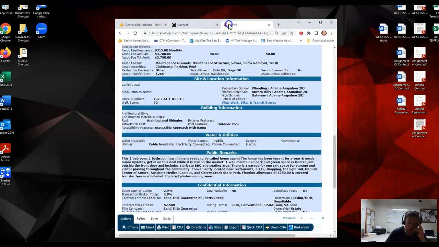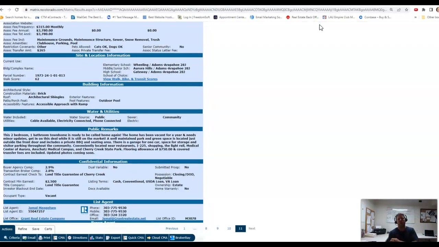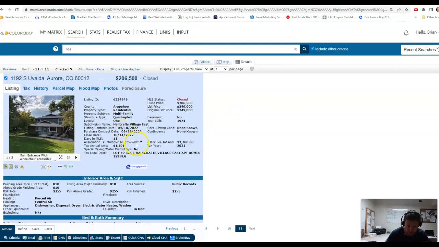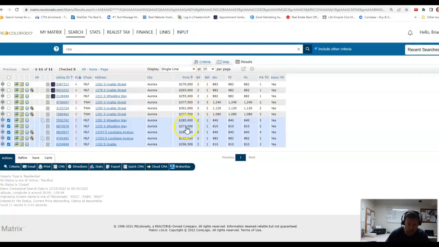Okay, and I'll talk more about classifying condos. I'll add another section in the training, just classifying condos, because that is separate than classifying single family homes. But anyways, ARV is 273 and classified as number 2.